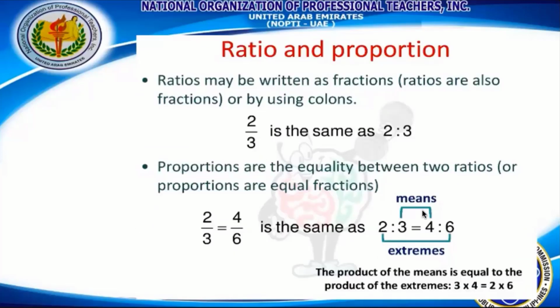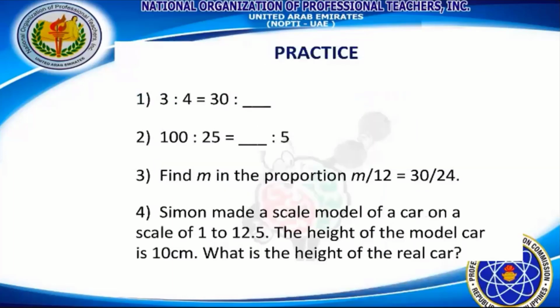Yan, i-multiply lang, then i-divide kung anong nawawala. 3:4 equals 30 is to blank. So, i-multiply mo to. 4 times 30 is 120 divided by 3 is 40. Correct? 4 times 30 is 120 divided by 3 is 40. Next, number 2.